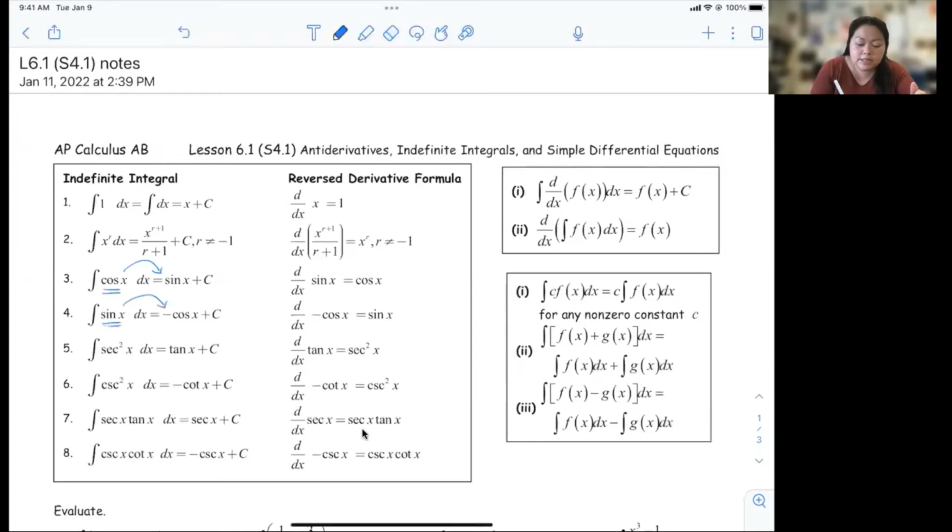The derivative of tangent is secant squared, so naturally if I have secant squared, I go back to tangent. If I have cosecant squared, it goes back to negative cotangent, and secant tangent goes to secant, and cosecant cotangent goes to negative cosecant. Now you may be wondering, you see a single cosine, you see a single sine. What about a single secant, a single cosecant? What about a tangent and a cotangent? We'll definitely get those a little bit later, but right now these are the derivatives you had from first semester.